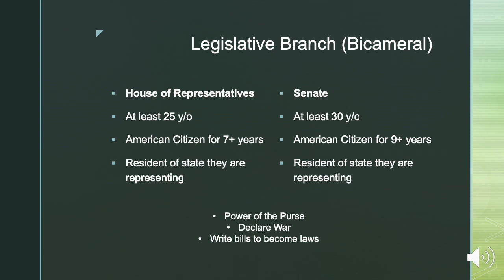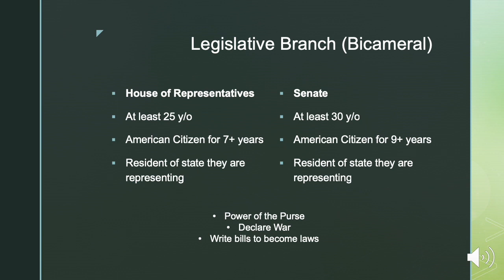To represent in here, you must be at least 25 years or older. You must be an American citizen for at least 7 years, and you must be a resident of the state you are representing. So me being from South Carolina and living in South Carolina, I cannot go and represent North Carolina and Washington, D.C.